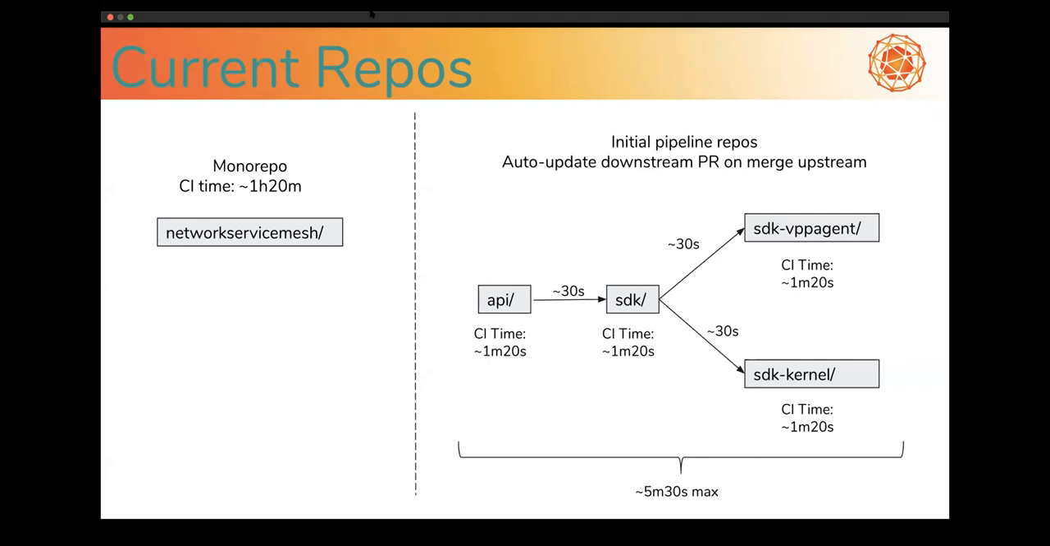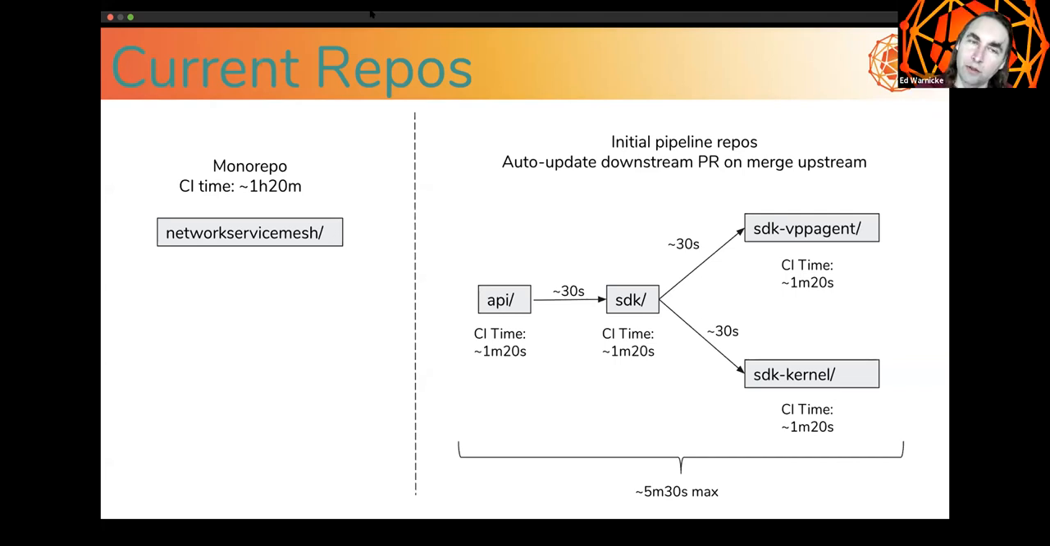if we do this automatically, then how are we going to track back? For example, if there's an API change, then this automatically goes to SDK, then this automatically goes to SDK VPP agent, but then something breaks, then how do you revert back all the previous, you know?